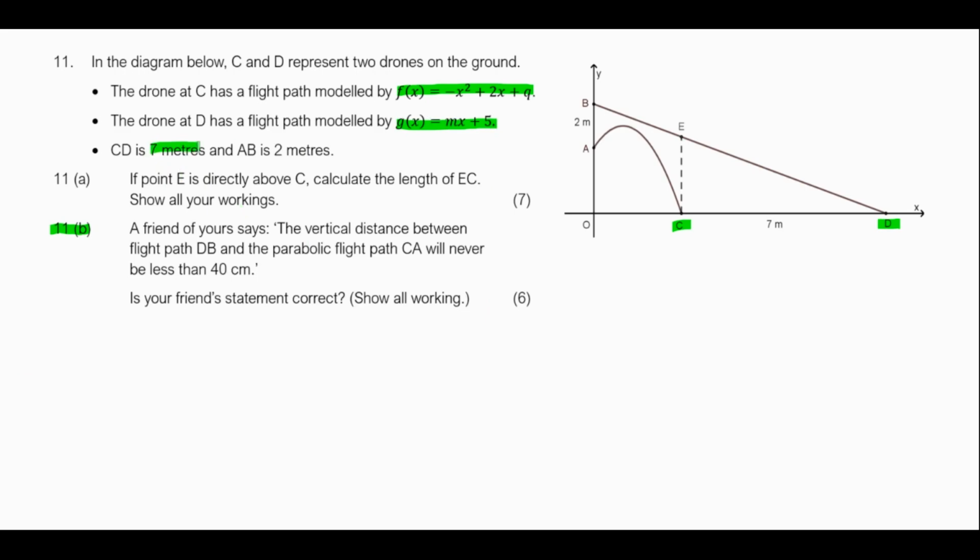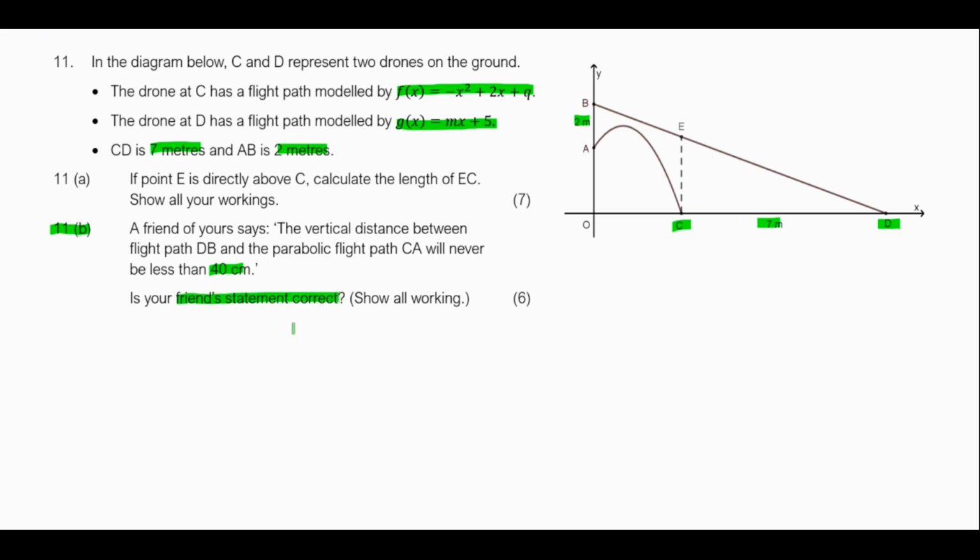CD is 7 meters and AB is 2 meters. A friend of yours says the vertical distance between flight path DB and the parabolic flight path CA will never be less than 40 centimeters. Is your friend's statement correct?